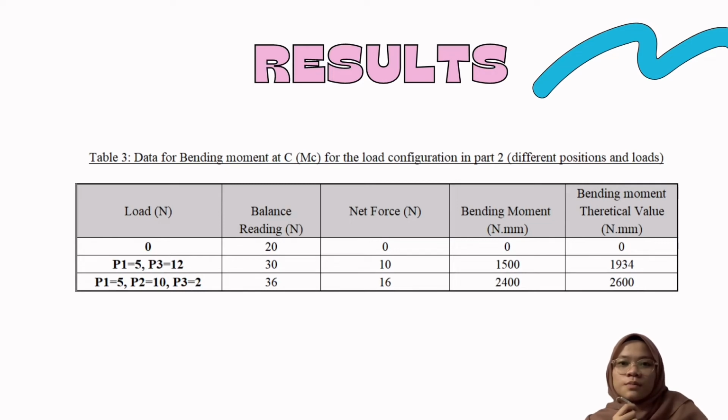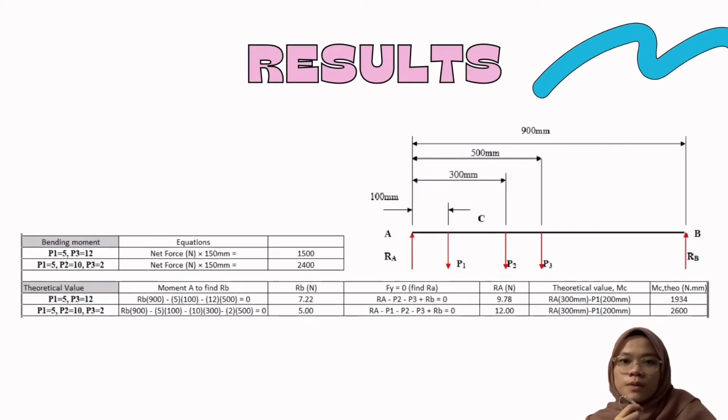Lastly, for table 3, we need to calculate bending moment at different positions and loads. This is the result obtained for table 3. The calculation is based on the diagram of bending moment shown. For the first bending moment of load P1 and P3, we obtain 1500 Newton millimeter, and for theoretical, we obtain 1934 Newton millimeter. As for the next load of P1, P2 and P3, we obtain a bending moment of 2400 Newton millimeter and 2600 Newton millimeter for the theoretical value. That's all from me. Now we proceed with the next presenter.